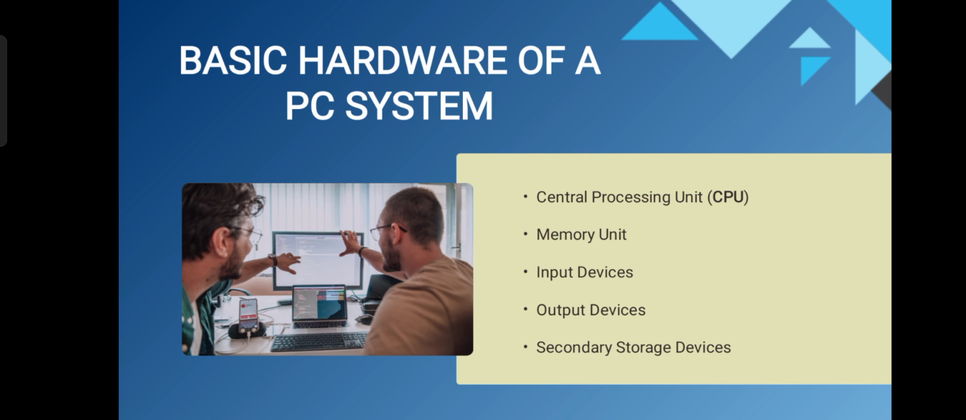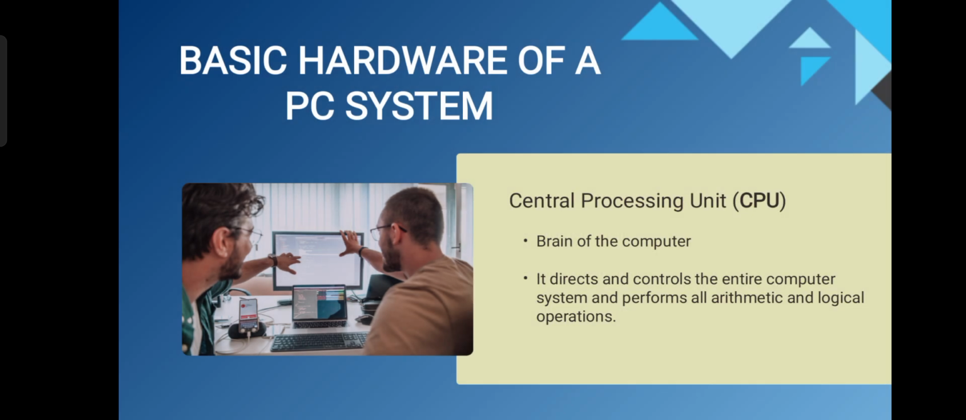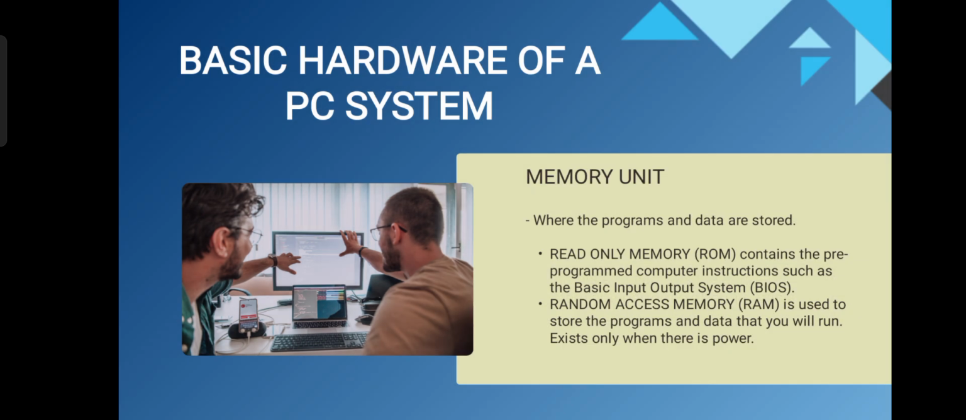Now, let's look at the basic hardware of a computer system. First, the central processing unit, often called the brain of the computer. It controls the entire system and performs all arithmetic and logical operations. Next, the memory unit. This includes ROM, or read-only memory, which holds permanent instructions like BIOS, and RAM, or random access memory, which temporarily stores data and programs while power is on.